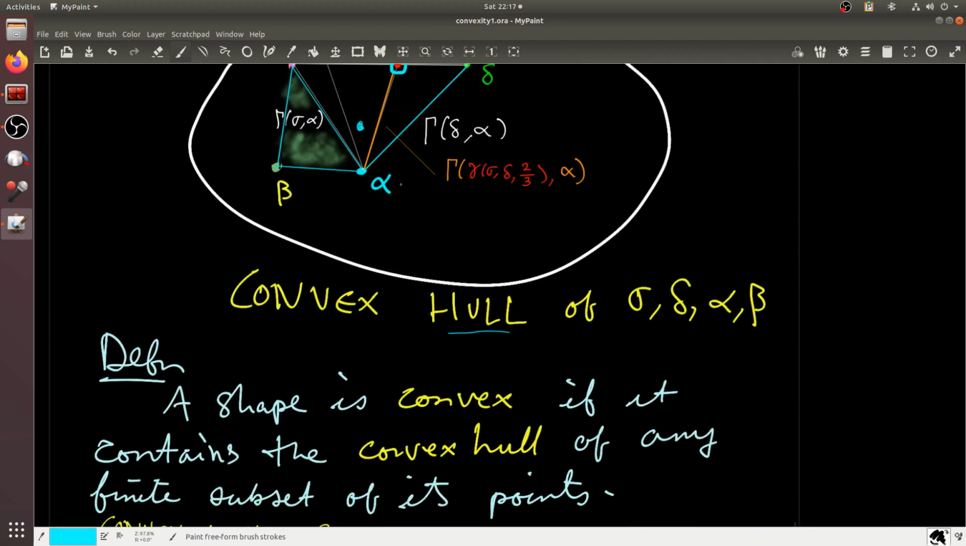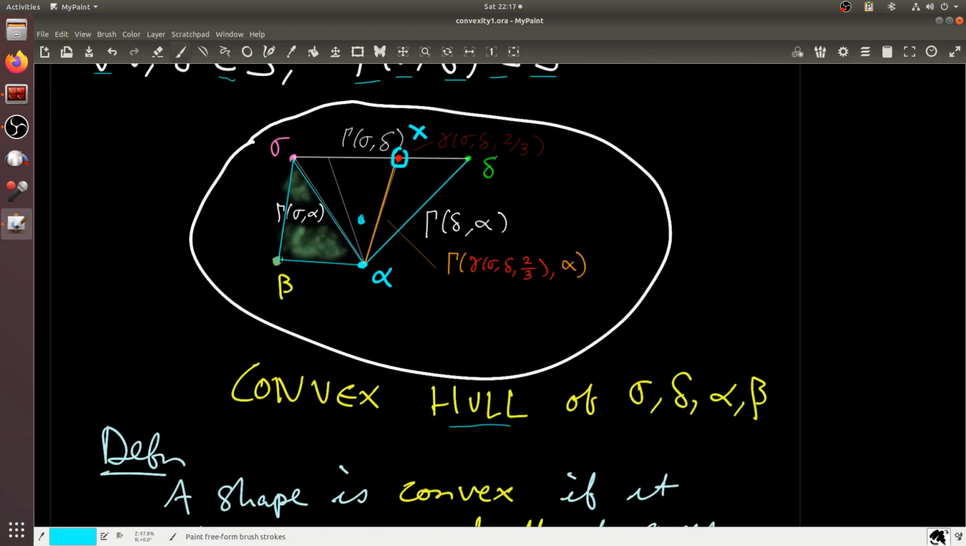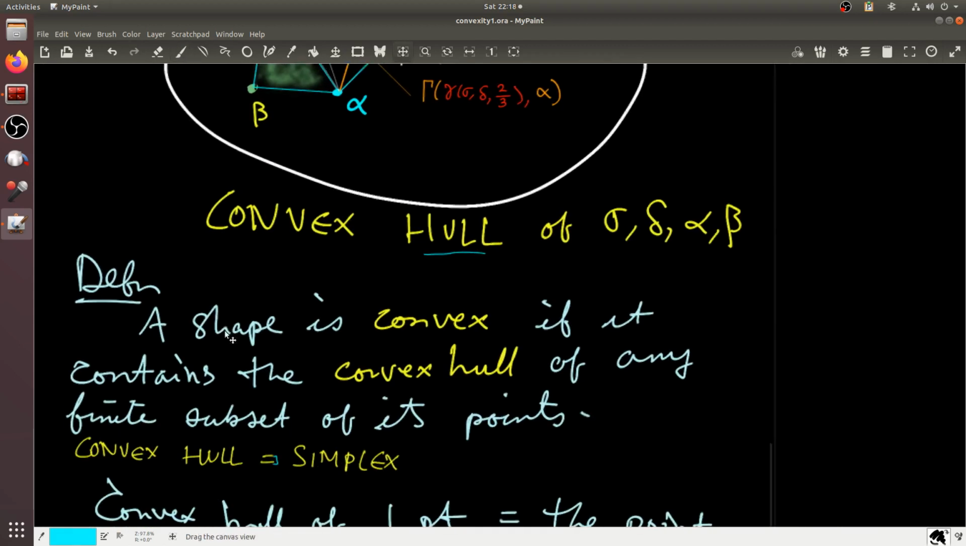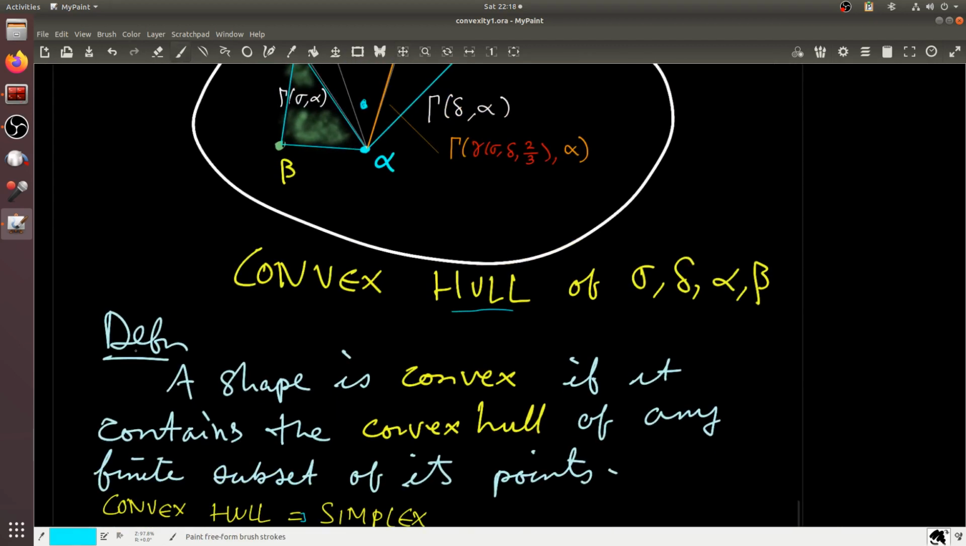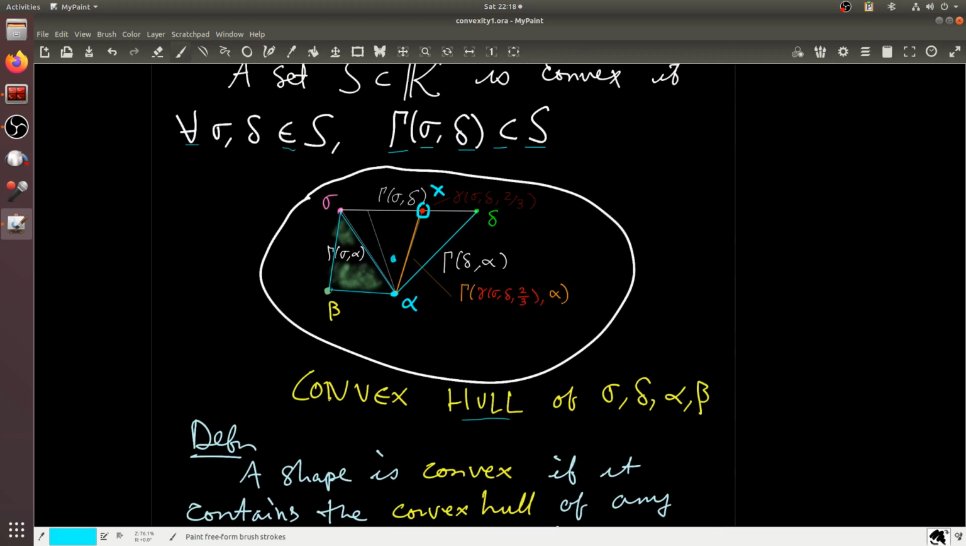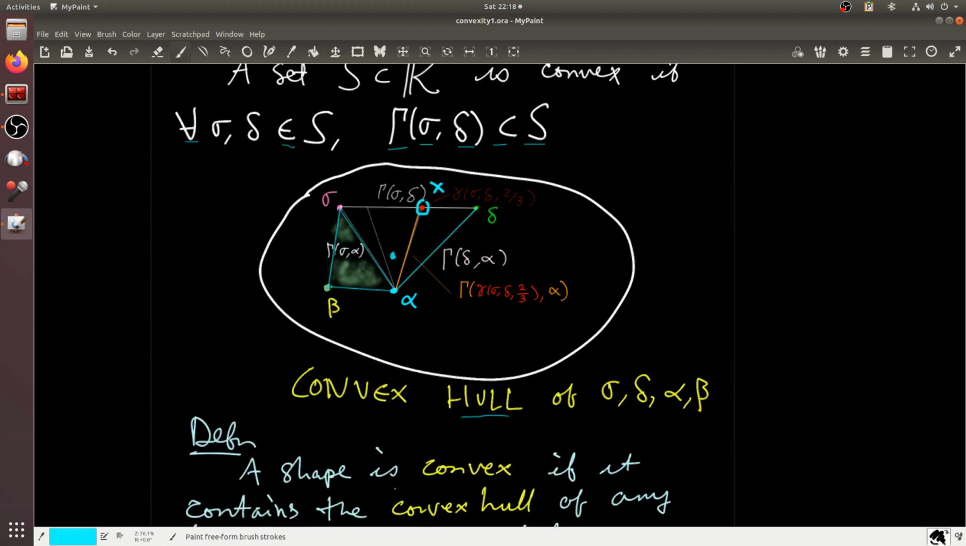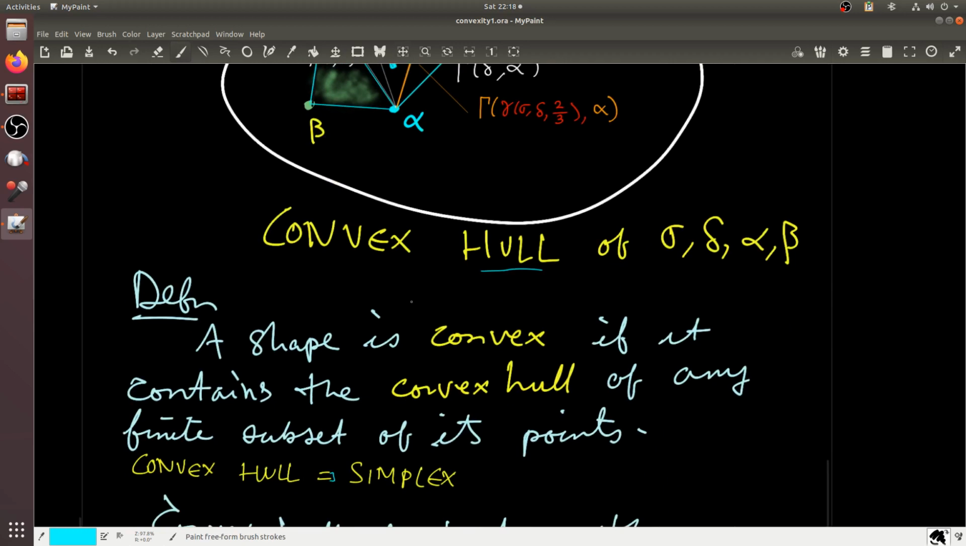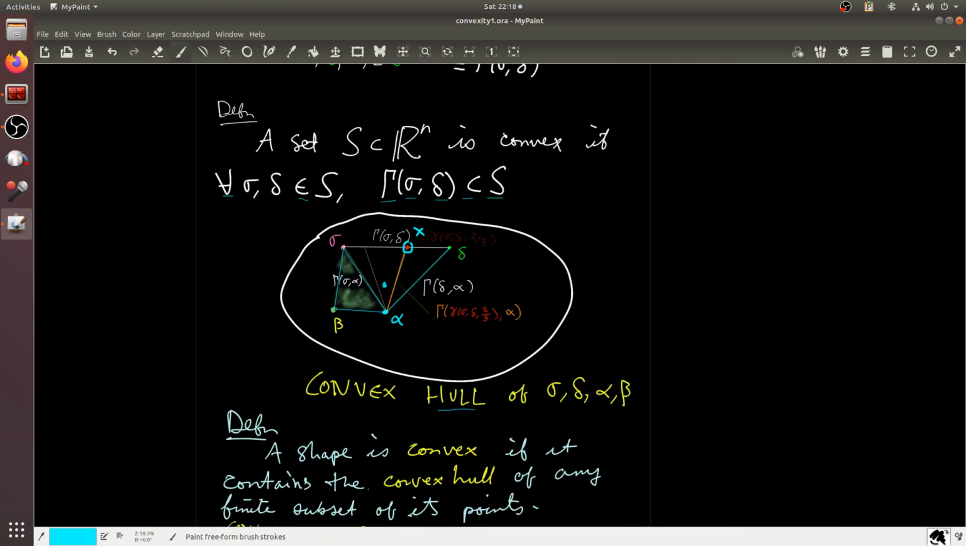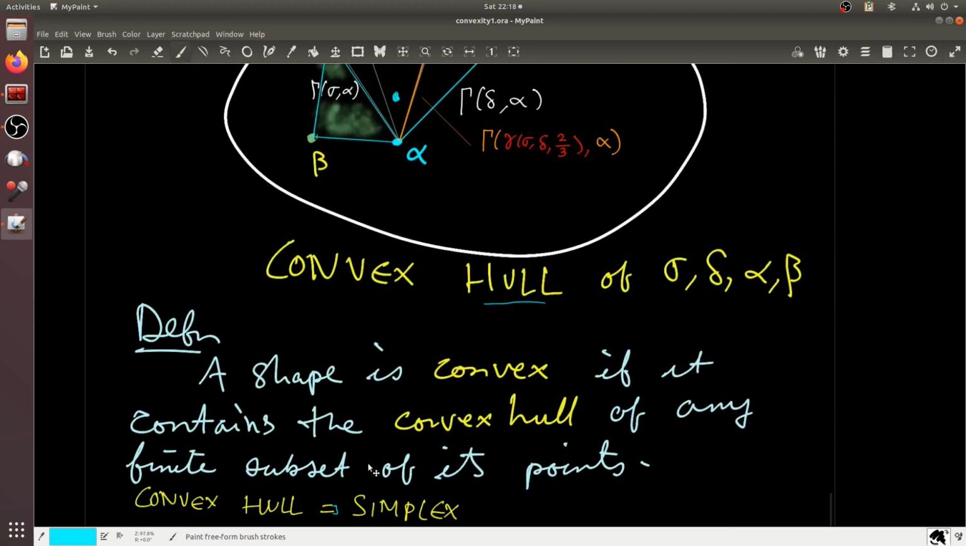So, equivalently, we went from, you have 2 points and you can construct the straight line between them. Well, now if we say a shape is convex if it contains the convex hull of any finite subset of its points, well, if you just take the convex hull of 2 points, then you recover the original definition, and from the original definition you can recover this definition, so therefore they are equivalent.